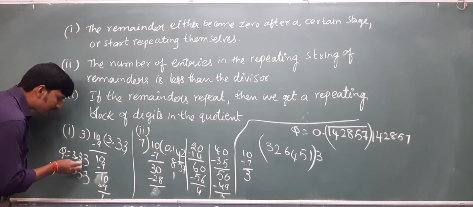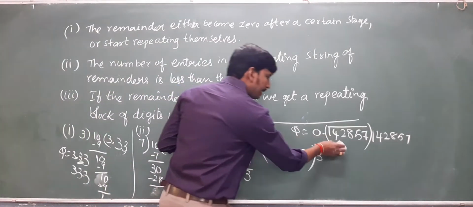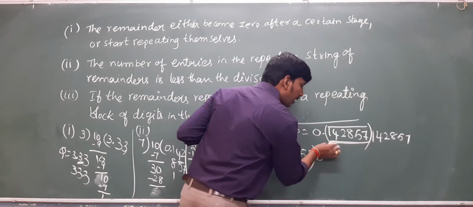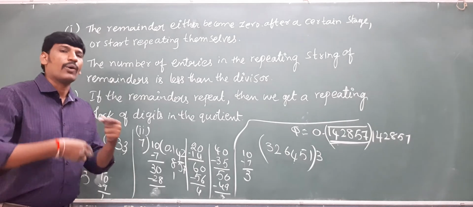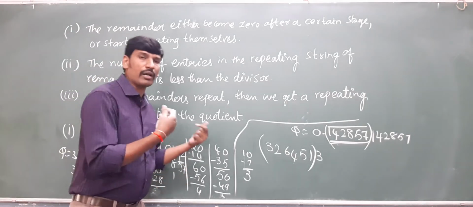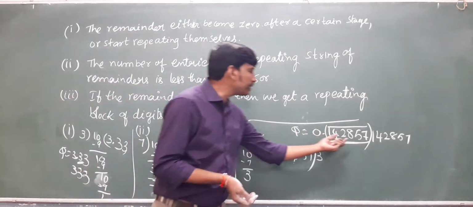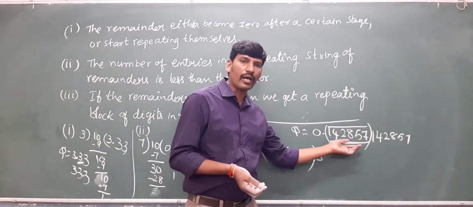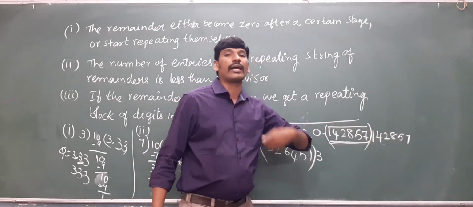In this, which block is repeated? 3 is the block that is repeated. Now in this case, 142857 is the block. Once again, if you do the division one more time, or 3 or 4 or 5 infinite times, these will be repeated. This is the block of digits. One block of digits will be repeated again and again.